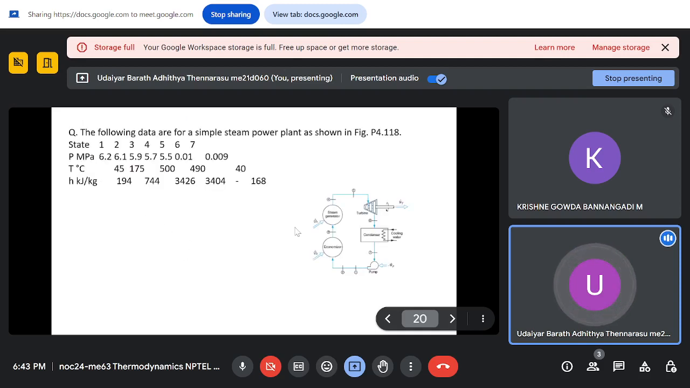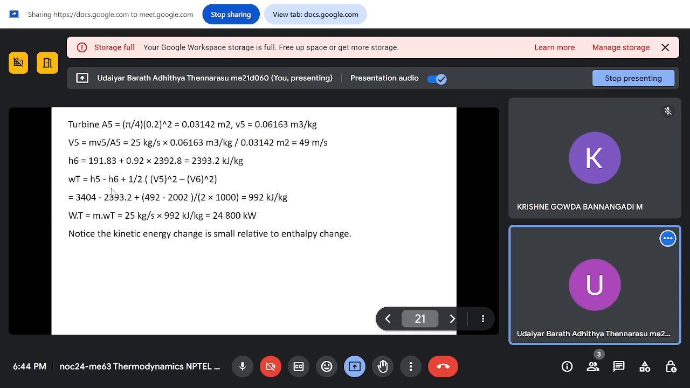The question is half not visible. I think I have to change this. Anyway, we need to find out the turbine work here.